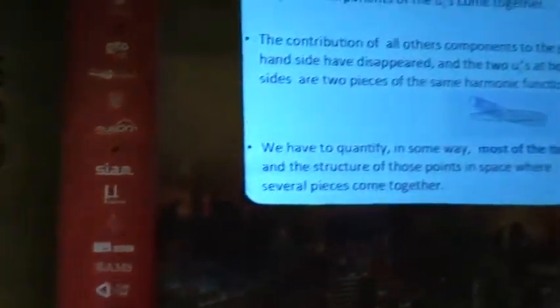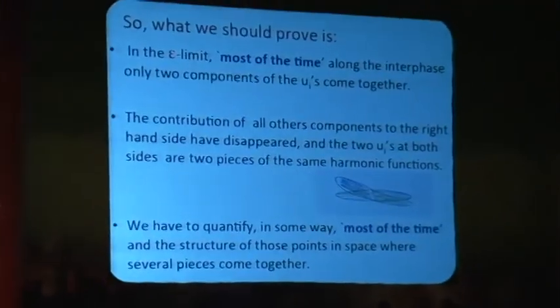So what do we like to prove then when we have several species? What you want to prove when you have several species is that in the epsilon limit, most of the time there are only two species interacting. Okay? I mean, it's not plausible that you have in 3D this configuration where there are many, many places where three components come together. That would be very chaotic. So most of the time it should be only two species coming together.